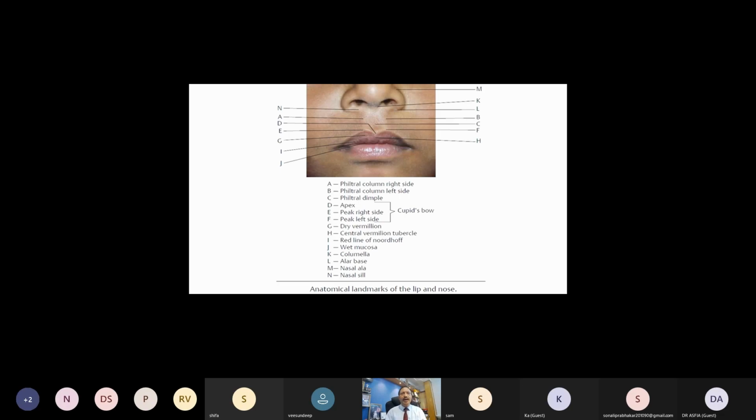So now coming to the anatomy of the face and the cleft. You are all aware of the anatomy of the face, and the most important part for us is the philtrum. So we have the apex of the Cupid's bow, and the highest points or peaks of the Cupid's bow. So this is the Cupid's bow. This is the highest point. This is the highest point or peak on the other side. And this is the apex, the midpoint of the Cupid's bow.